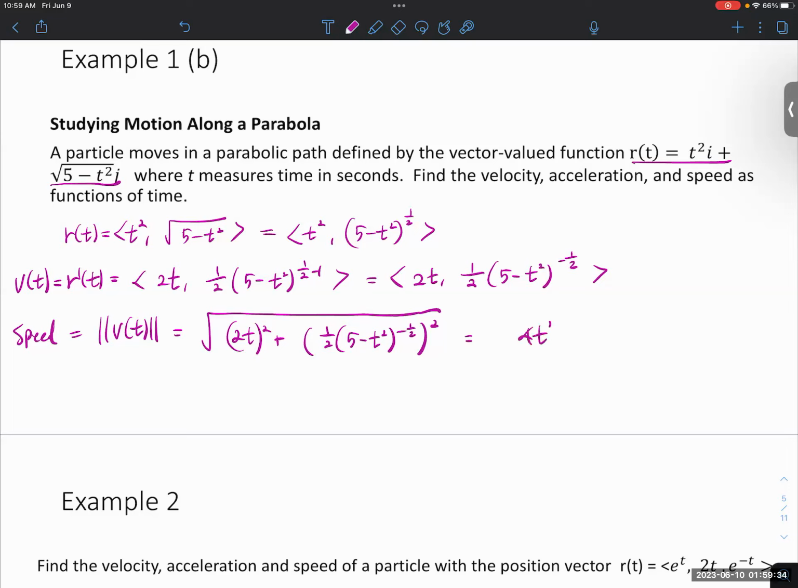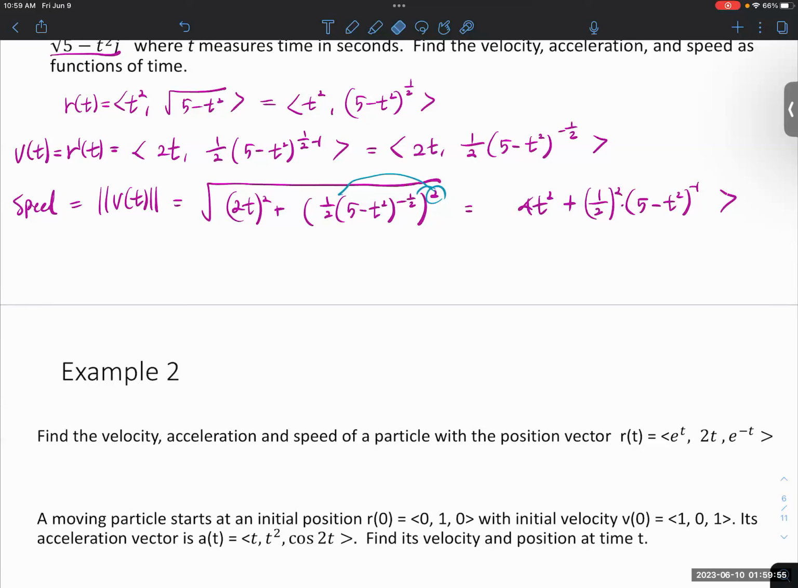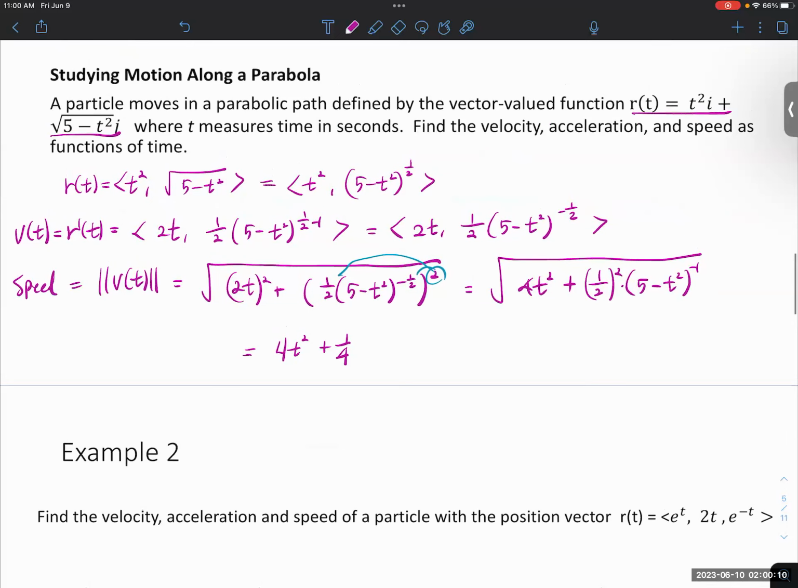So that's going to be 4t squared plus, you're going to distribute the power 2 here and here. So then it is going to be 1 over 2 squared, 5 minus t squared, times negative 1. So it's not a vector. This is the magnitude. So once we calculate it, it is going to be 4t squared plus 1 over 4. Am I correct? And what else? Did I calculate correctly? Did you notice something that I made a mistake?